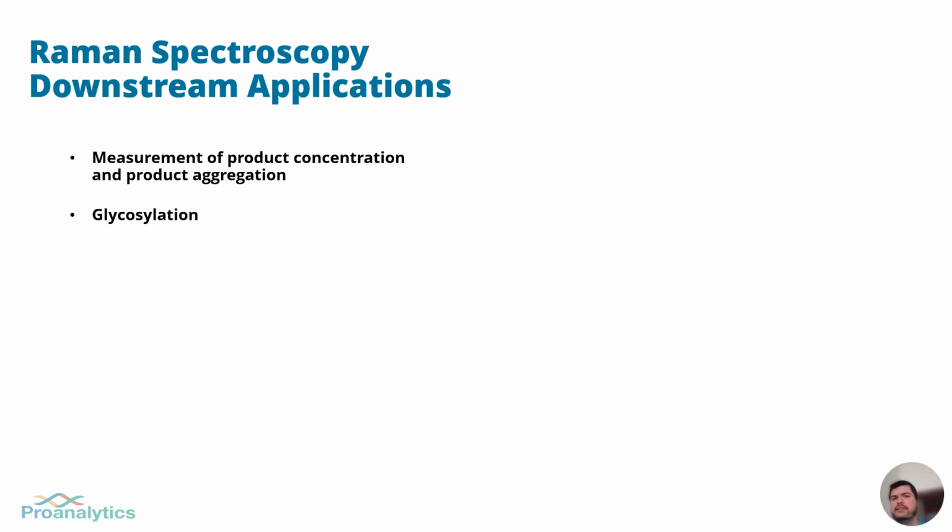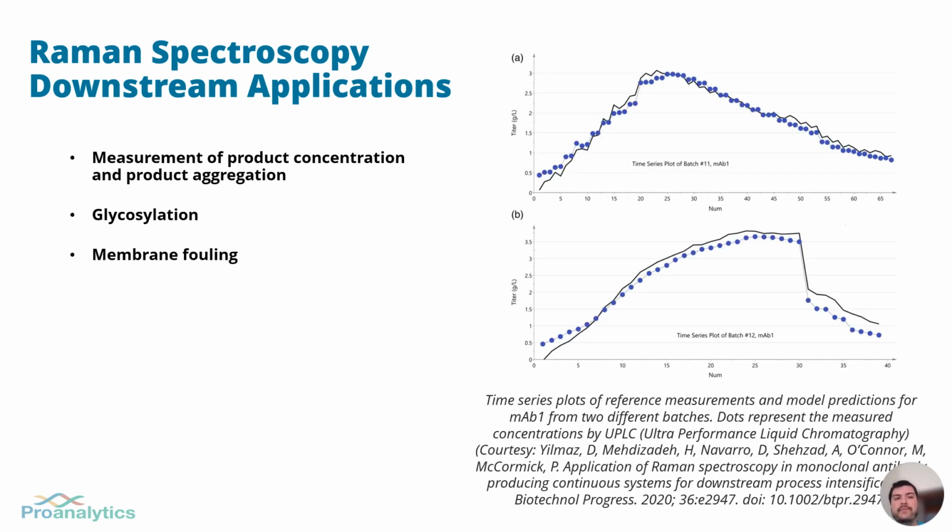Glycosylation. This entails distinguishing glycosylated and non-glycosylated proteins. And lastly, membrane fouling. The fouling of immersion probes within cross-flow filtration units can be monitored as well. Even though this could be challenging due to complex background and weak signal of proteins, there are promising signs.